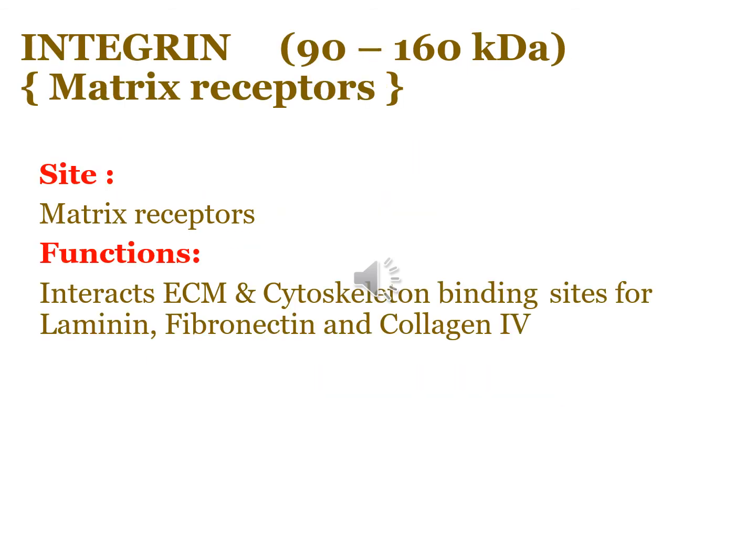Next you have integrin. The integrin family of integral membrane proteins acts as matrix receptors, and they serve as a transmembrane link between the cells and the components of the extracellular matrix. They act as transmembrane receptors linking the cellular part with the extracellular matrix.